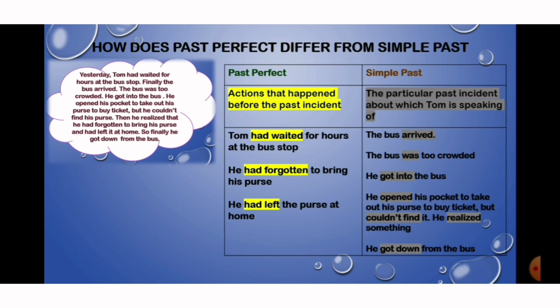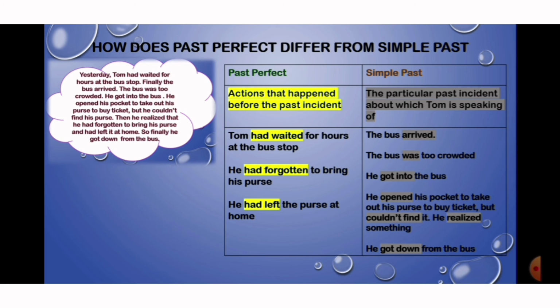Let's take the first one. Tom had waited for hours at the bus stop. Tom's waiting for hours took place before the bus arrival. So when we use two expressions in one sentence, we will use past perfect when we refer to Tom's waiting, and we will use simple past when the bus arrived.